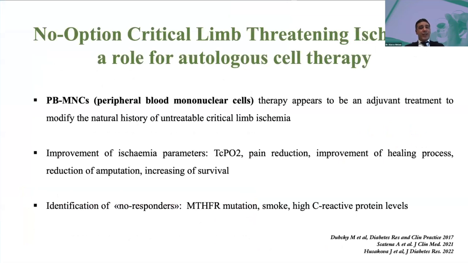But what about regenerative cell therapy in patients with no-option critical limb ischemia? Even if the studies are not so strong, probably until now, we know that cell therapy, specifically peripheral blood mononuclear cell therapy, or in some cases mononuclear cell therapy coming from the bone marrow, seems to modify the natural history of patients with untreatable critical limb ischemia, because it allows improvement of ischemic parameters such as TcPO2 and pain reduction, and at the same time improves clinical outcomes, including healing, time of healing, amputation, and survival.